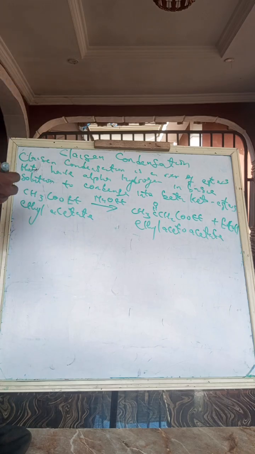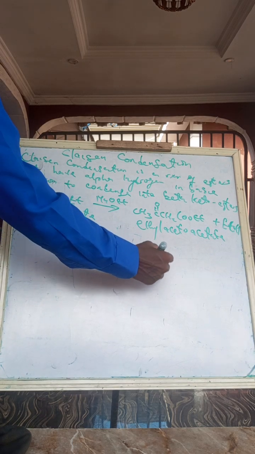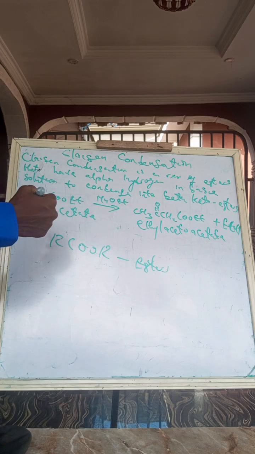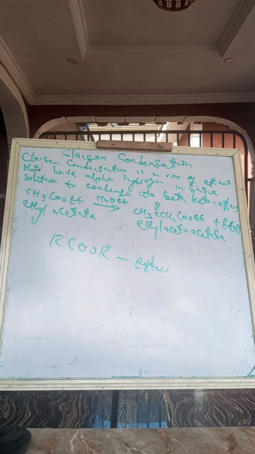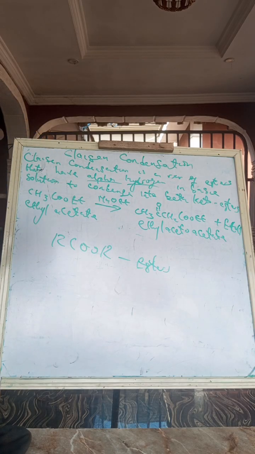An ester is the functional group known as RCOOR. These are our esters. Now Claisen condensation is a reaction involving esters that have alpha hydrogen. Claisen condensation is a reaction of esters that have alpha hydrogen, which must be present, in basic solution, to condense into beta keto esters. It is a reaction of esters having alpha hydrogen, which is one of the most prominent and important parts.